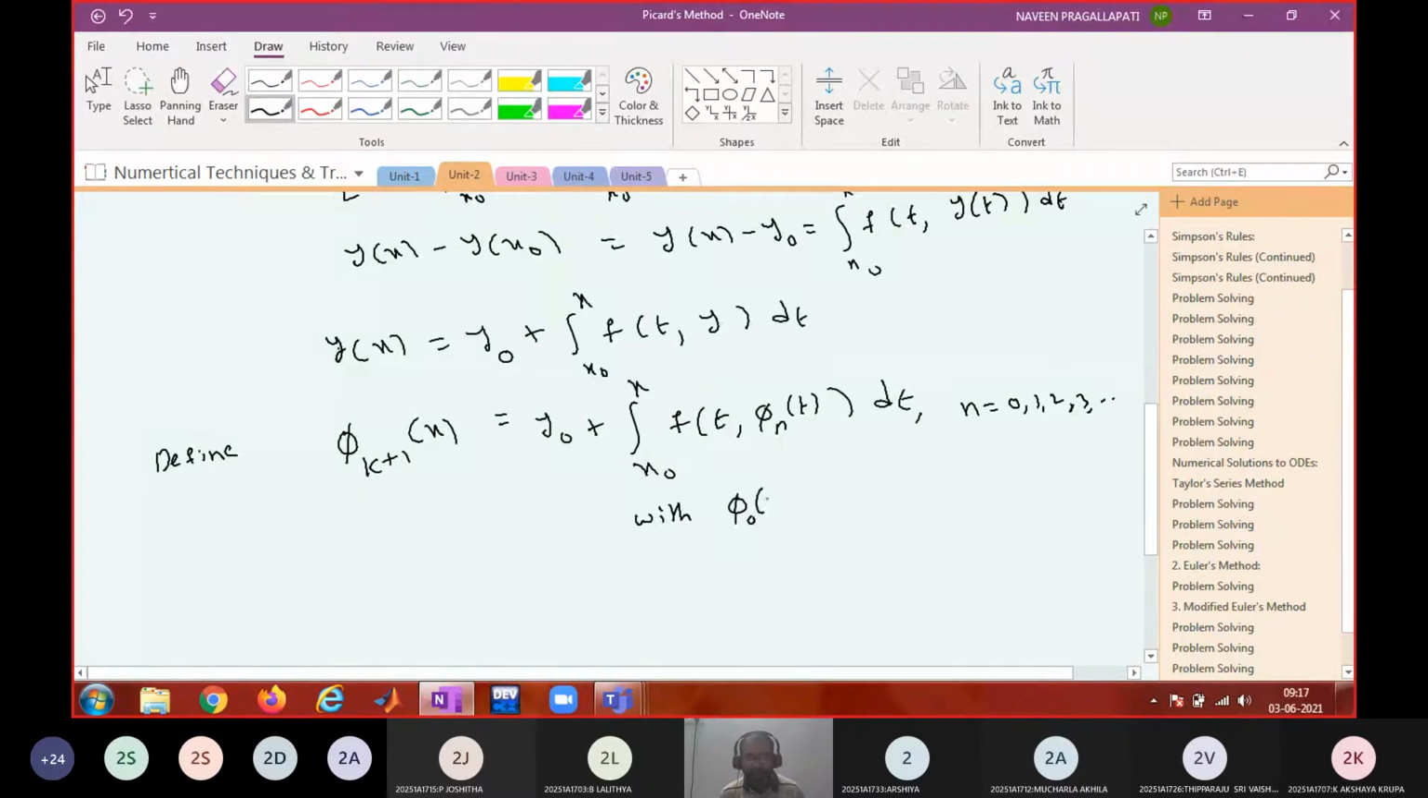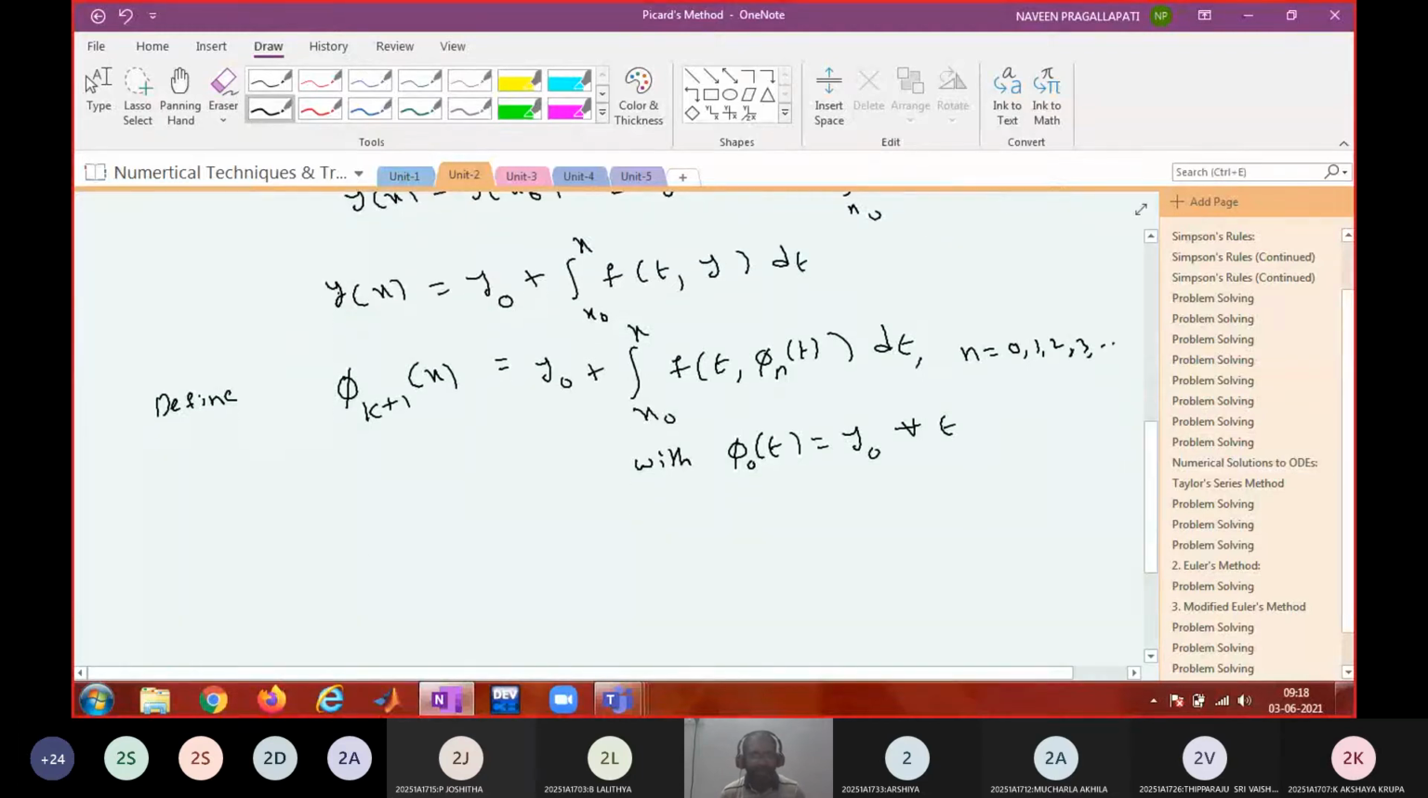Phi naught of x is equal to y naught. We will start that initial approximation as y naught for all t. We start with a constant function and we generate a sequence of approximations. And the theory says that phi n of x converges to y of x as n tends to infinity.